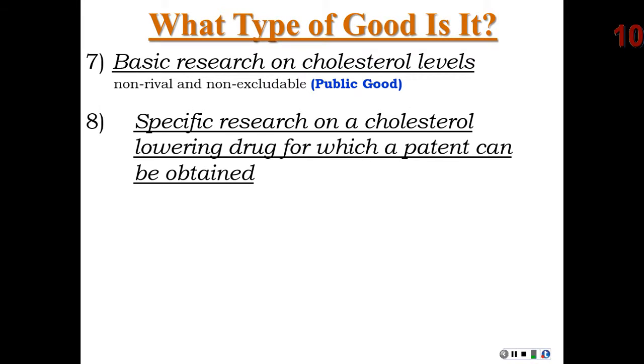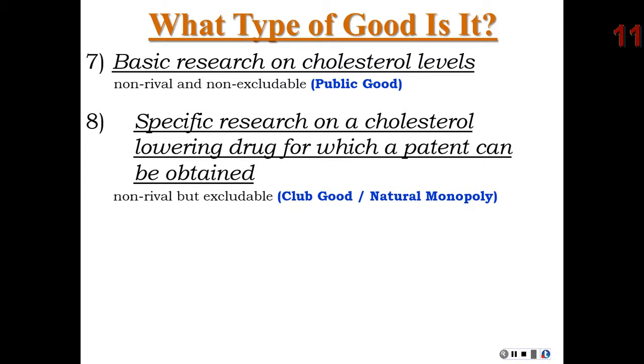But what about specific research on a cholesterol lowering drug for which a patent can be obtained? Okay, we talked about patents in chapter 15. Well, that would then turn this into a club good, right? A club good because that knowledge would still not be rival in consumption. There would be nothing preventing someone else from knowing it. Me having that knowledge doesn't prevent someone else from knowing that knowledge. But with the patent in place, it does create a level of excludability in terms of applying that knowledge in producing this drug, and so that creates more of a club good and more of a monopoly scenario.